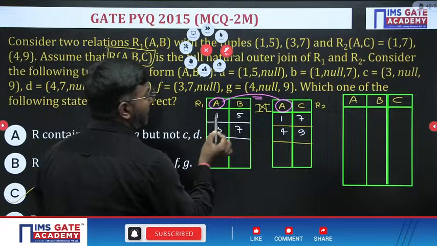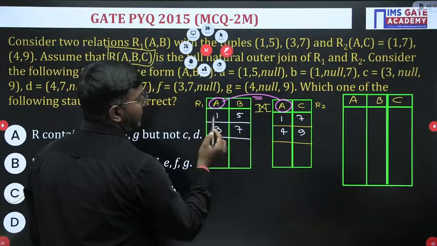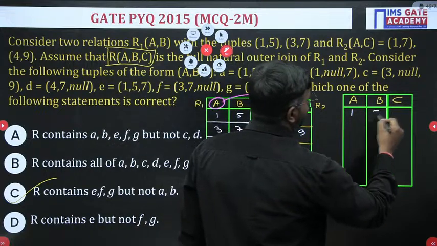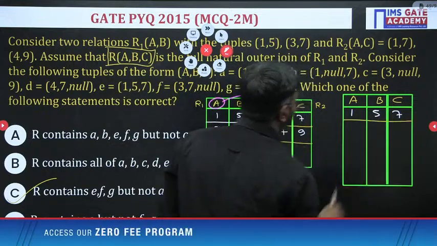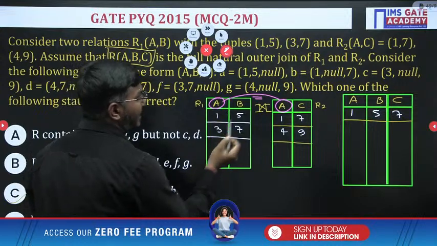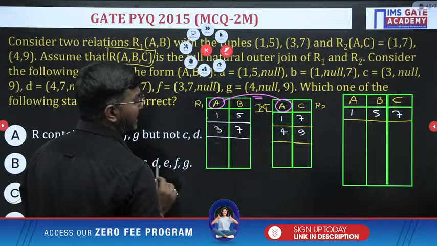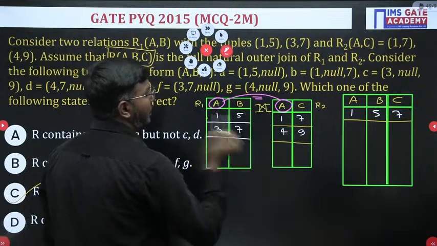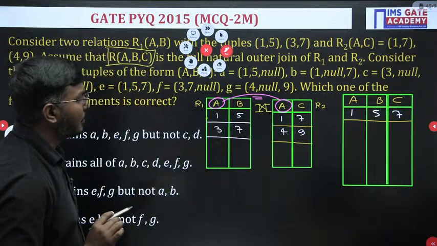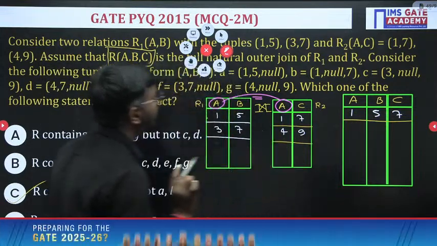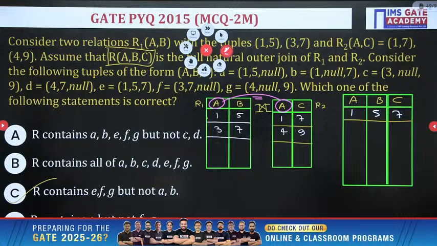Now quickly see here. Is it possible to join with the first record? Yes, because the A value is the same. So the first record will be joined as 1, 5, 7. Is it possible to join the first record with the second record of R2? No, because the A value is not the same. Similarly, for the others, no, no, and no. It means it's possible to join with only one, so the natural join has only a single record.